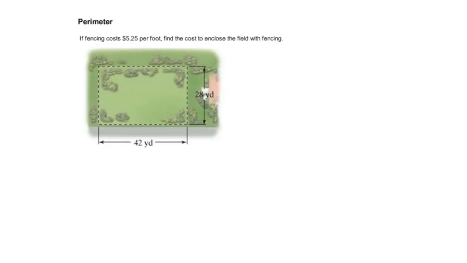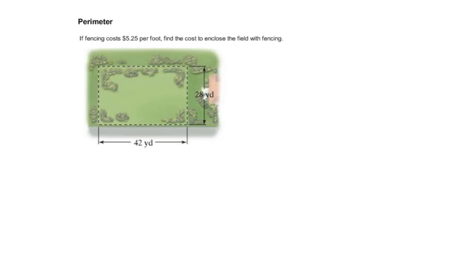Let's take a look at our first problem. The first one asks for the perimeter. It says, if the fencing costs $5.25 per foot, find the cost to enclose the field with fencing. So we have this field that we're going to put fencing around. We want to know how much we have to pay at the end of the day.